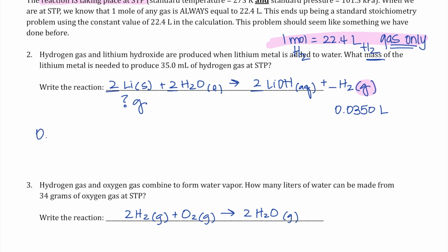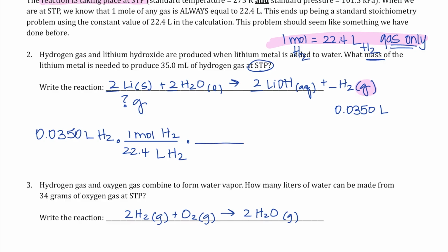As we look at that, I'm going to have my starting value, 0.0350 liters of hydrogen. I need to get rid of liters of hydrogen, and because this is at STP, I know that 22.4 liters of hydrogen is going to be 1 mole of hydrogen. Now I want to cancel my moles of hydrogen. Now that I'm at moles, I'm going to change from my moles of hydrogen to what my problem asked me for. So to my moles of lithium.